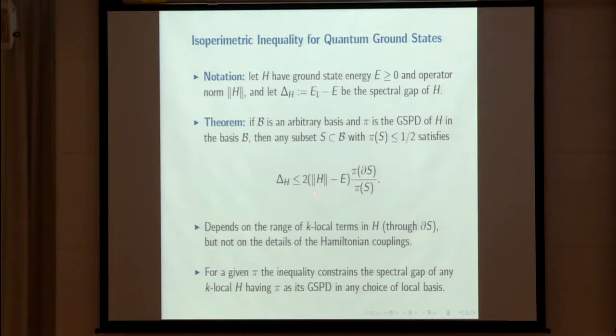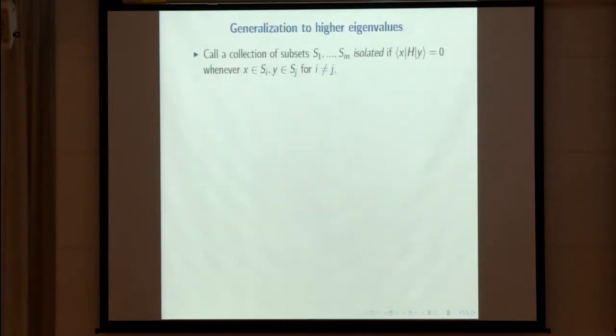And so you might be wondering, does this really give you non-trivial results? This norm of the Hamiltonian looks like it might be scaling polynomially with the number of qubits, but in fact we'll see this ratio can be exponentially small, and so indeed you can get non-trivial constraints out of this equation. Okay, but before we go on to examples, the generalization to higher eigenvalues.